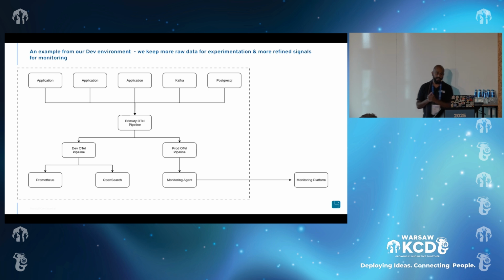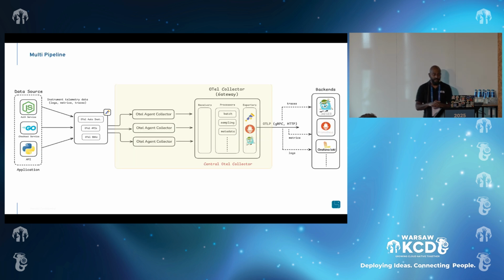So here's another. It's a reverse example. In this one, multiple OpenTelemetry pipelines combining into a single one could act as a gateway.